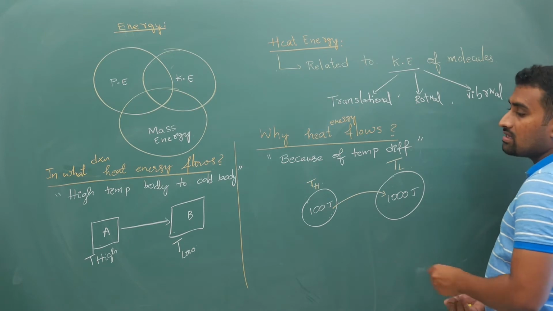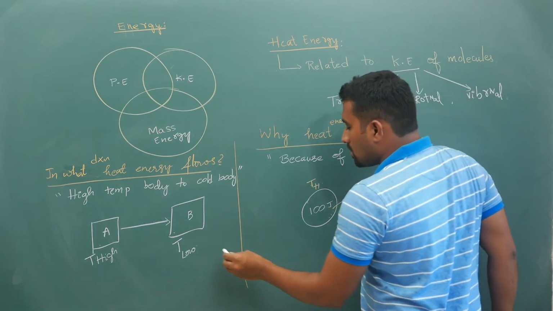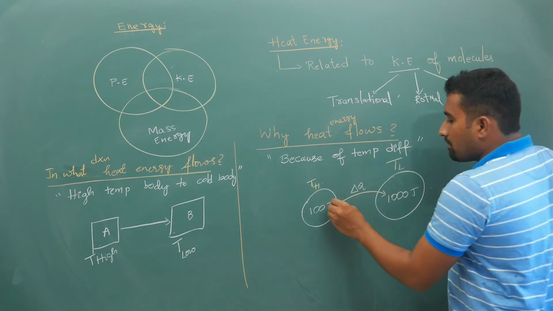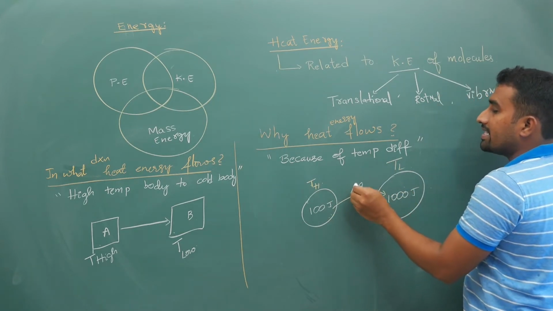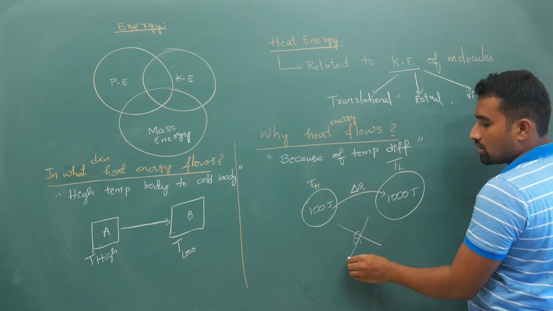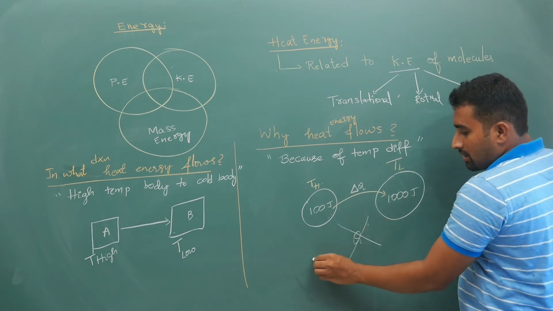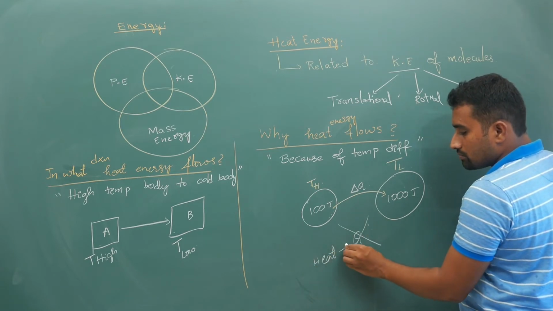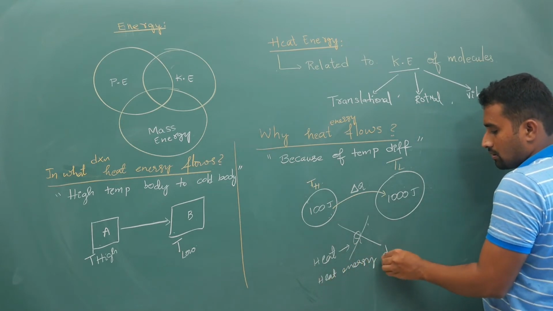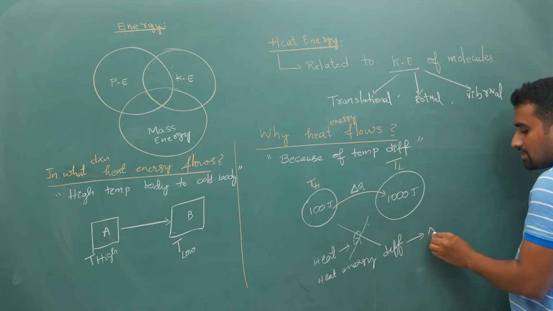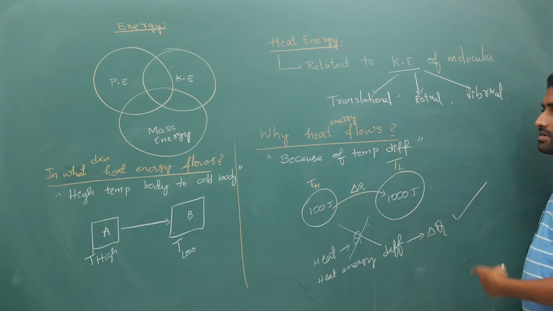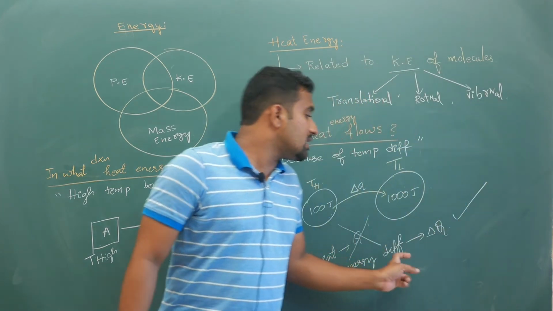Now here, in these two cases, you can only measure the temperature difference. The symbol for heat energy is Q, and writing Q is correct, but the heat energy difference is delta Q. This is what we can actually measure. We can only measure the energy difference.